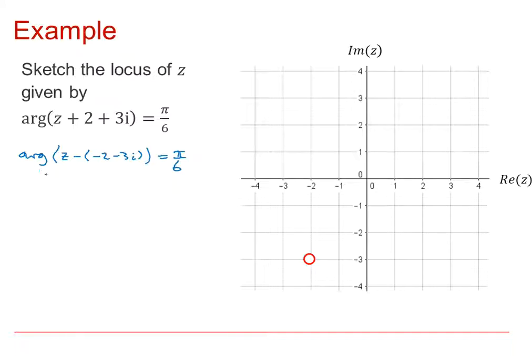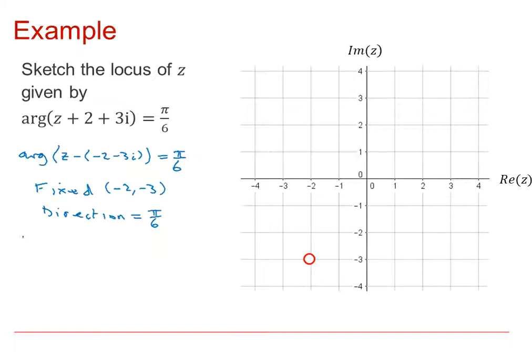So argument is just direction. So we need to think of this as the direction of z from the fixed point minus 2 minus 3i. We need that direction to be pi by 6. So we've got a fixed point shown on the diagram, minus 2 minus 3, again shown with the empty circle. The point itself is not part of the answer, and we need to go off in the direction of pi by 6.